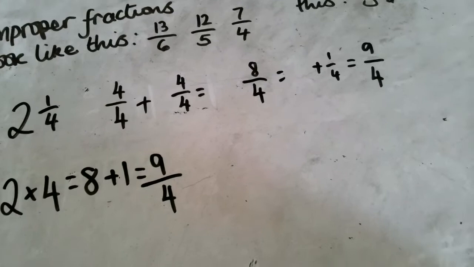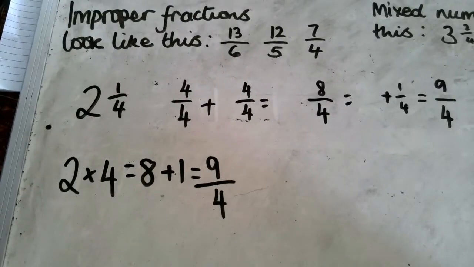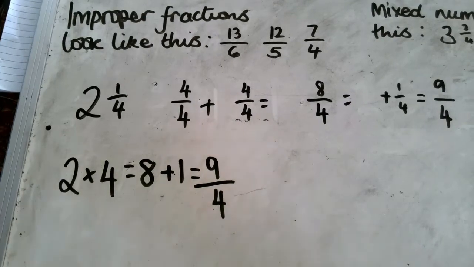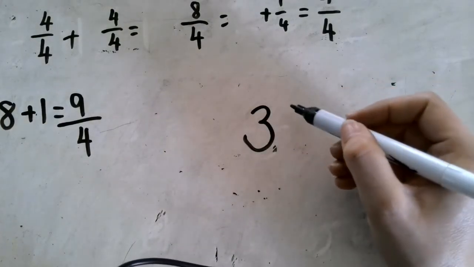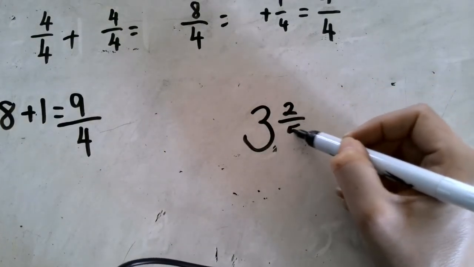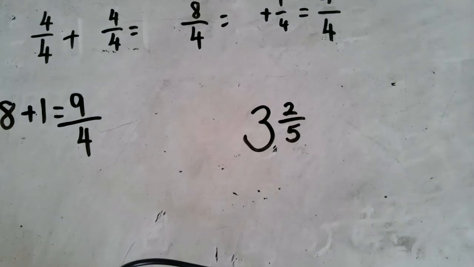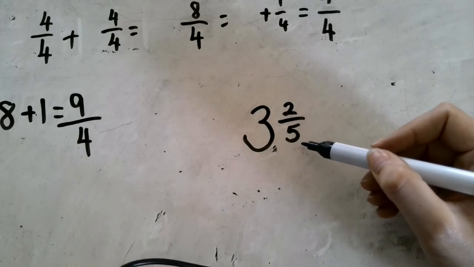So what we're going to have a practice at now is another mixed number, and let's see if we can get the answer converted into an improper fraction. Okay, let's have 3 2/5 this time. Okay, so our denominator is 5. We are working with fifths.